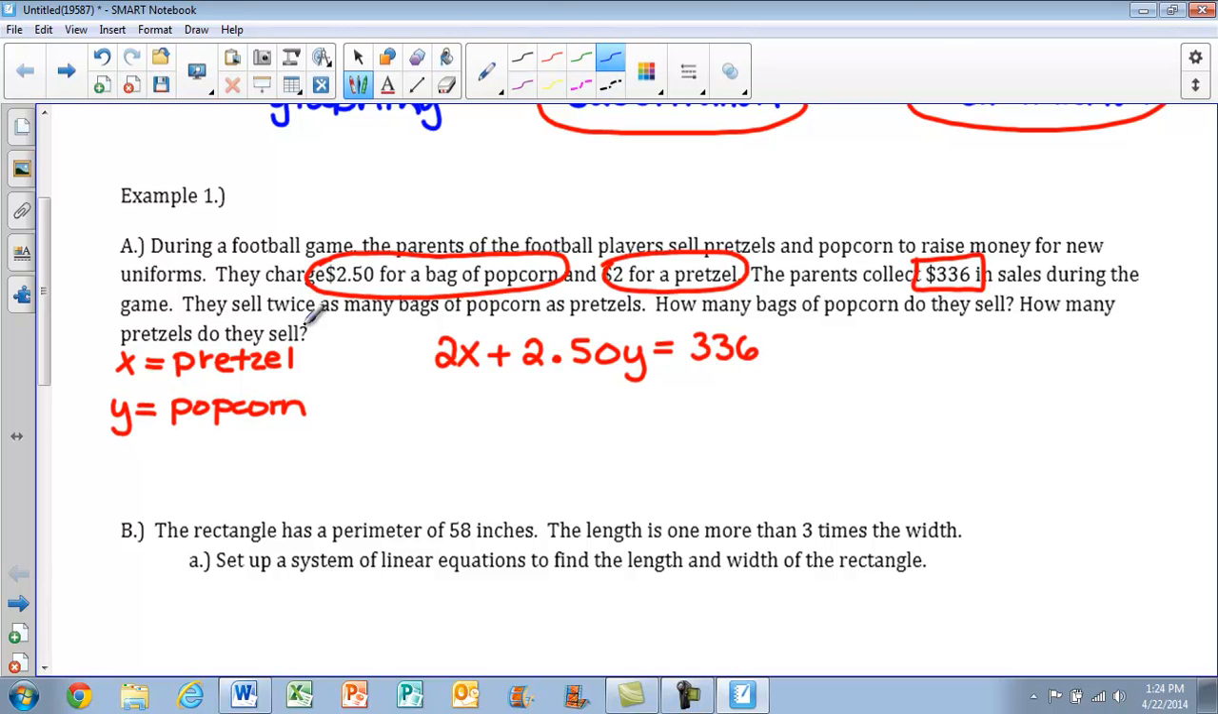Now the next part is a little bit trickier. It says that they sell twice as many bags of popcorn as they do pretzels. This is where our second equation is going to come from. So what it says is our popcorn is equal to twice as many pretzels. Now, if we take a look, we now have our system of equations.